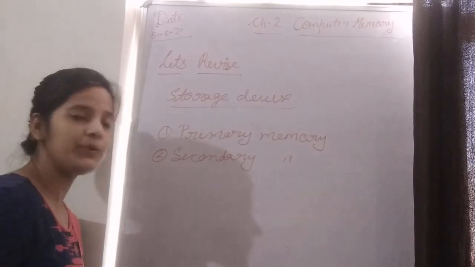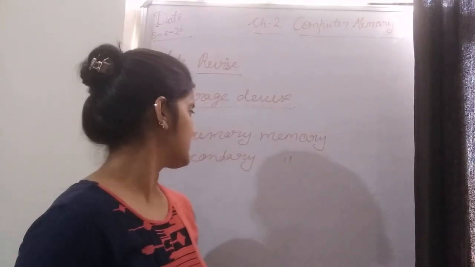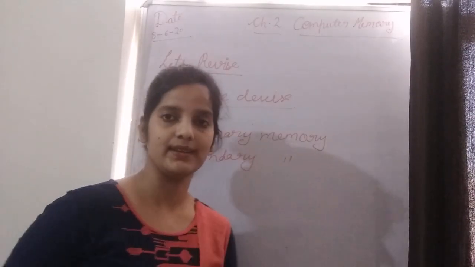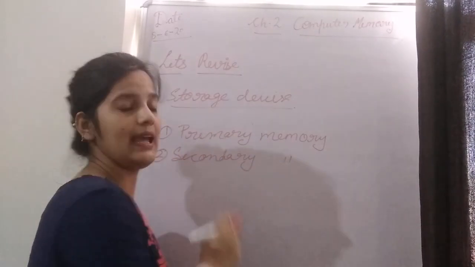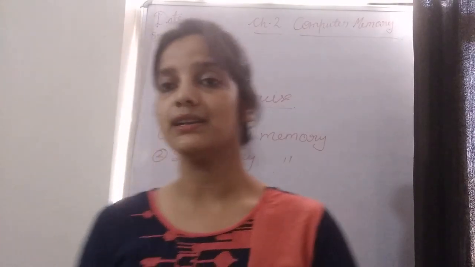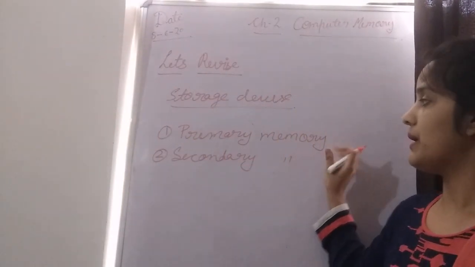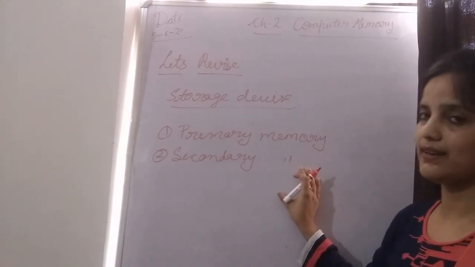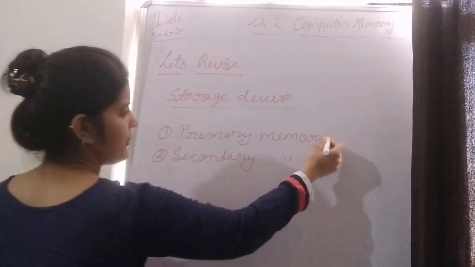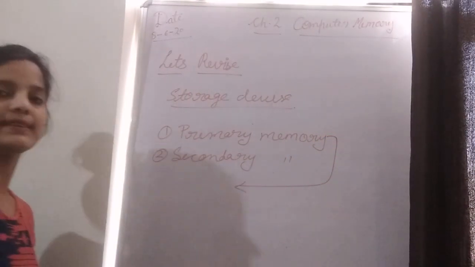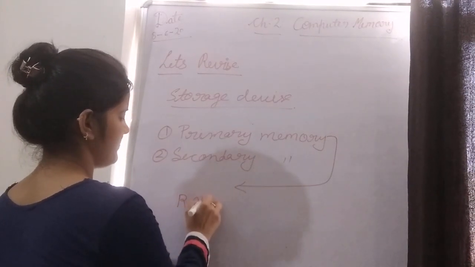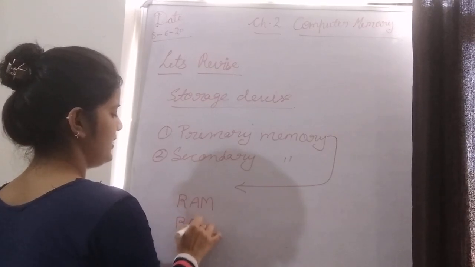And the secondary memory is permanent in nature, but it cannot be directly accessed by the CPU. It means primary memory can be directly accessed, and secondary memory cannot be directly accessed by the CPU. Now the primary memory is categorized into two types. One is RAM and another is ROM.